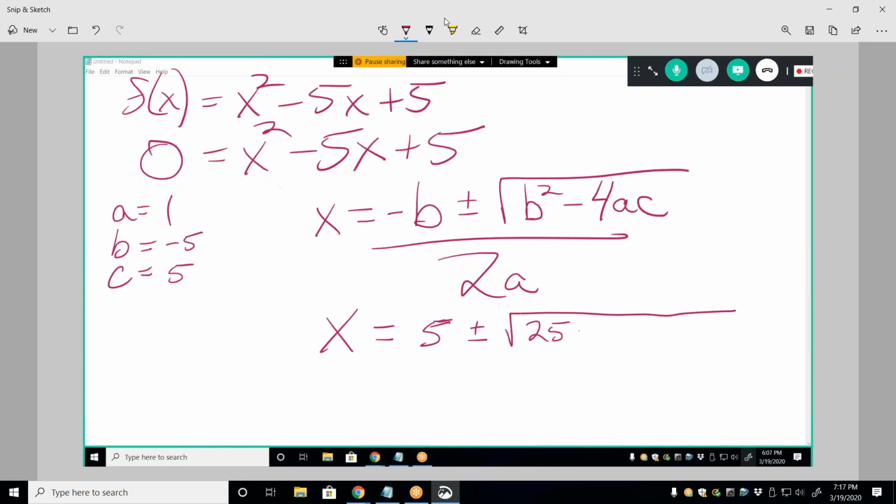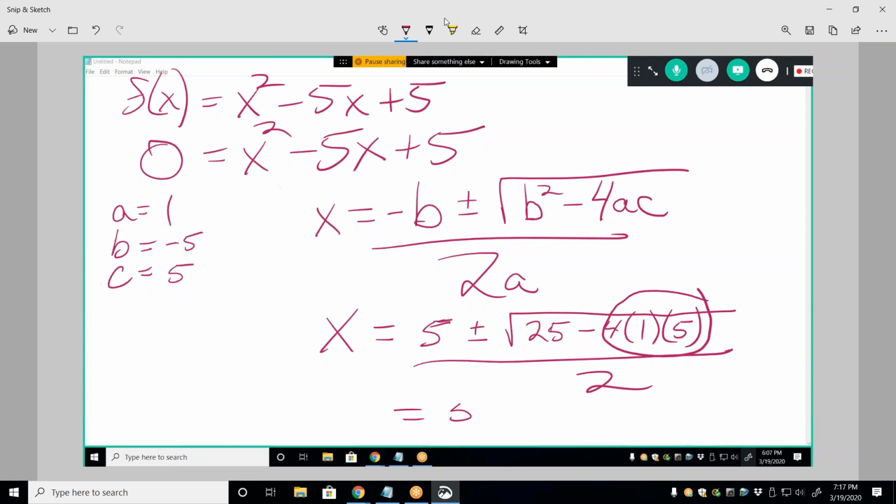Okay. Now the rest of it, I really do think you're better off always doing it this way. C is 5. Do that, all over 2. So what do we have? In other words, multiply those and then subtract it from 25. What do you have? So it's just 5 plus or minus the square root of 5, over 2. That's your final answer because nothing can be simplified.